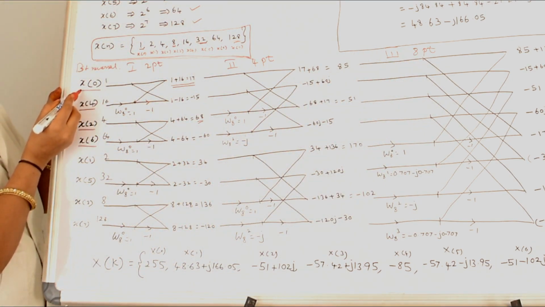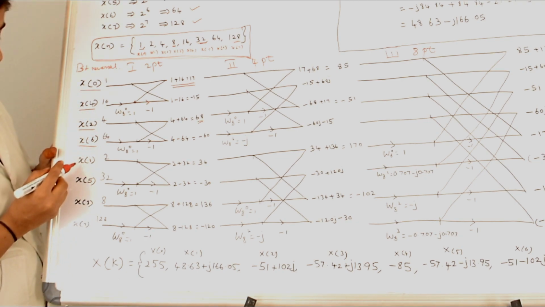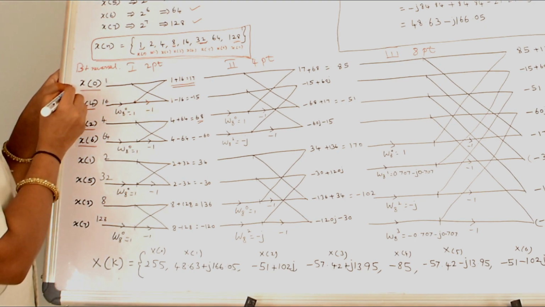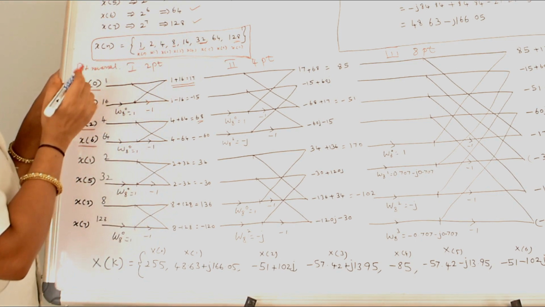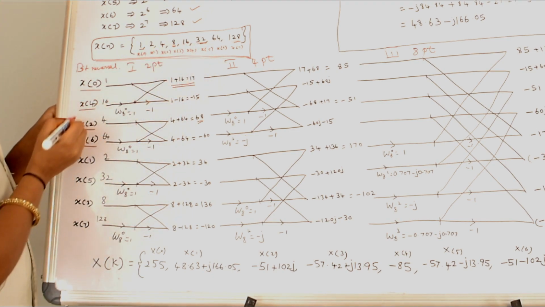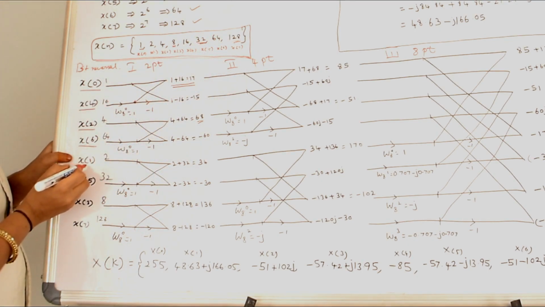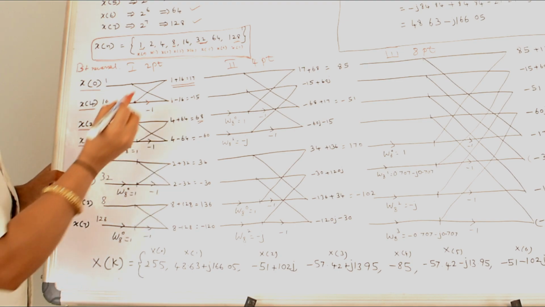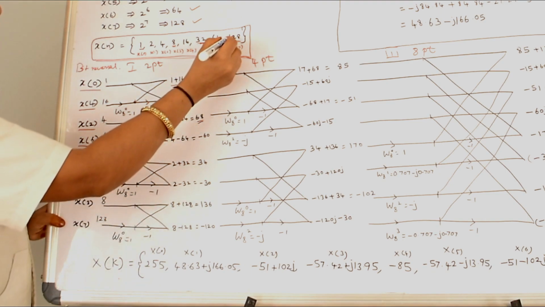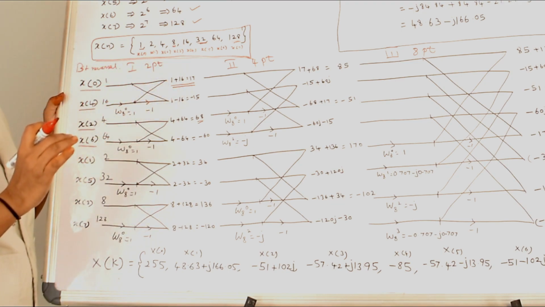Here I am considering the bit reversed inputs: x of 0, x of 4, x of 2, x of 6, x of 1, x of 5, x of 3 and x of 7. You have to write the corresponding values. x of 0 is 1, x of 4 is 16, x of 2 is 4, x of 6 is 64, x of 1 is 2, x of 5 is 32, x of 3 is 8, x of 7 is 128. From here we are going to perform the first stage of decimation.